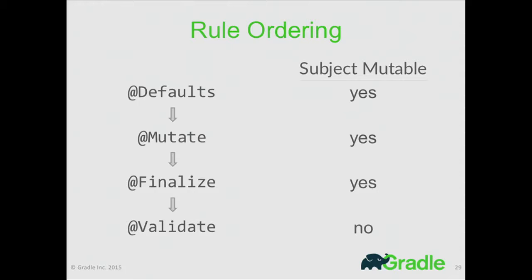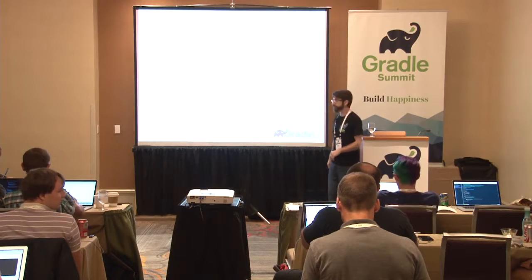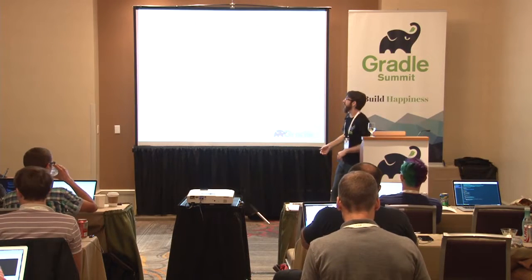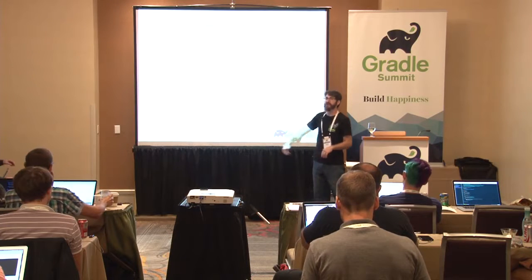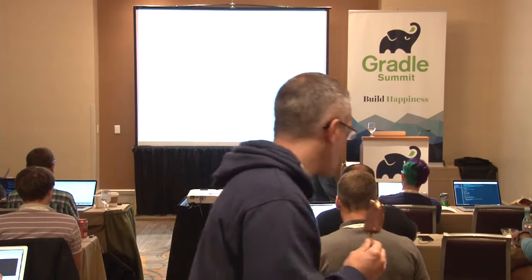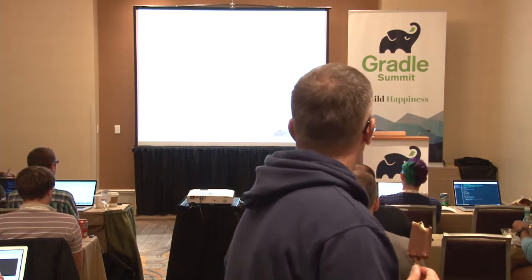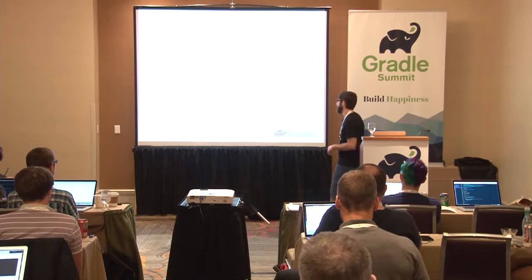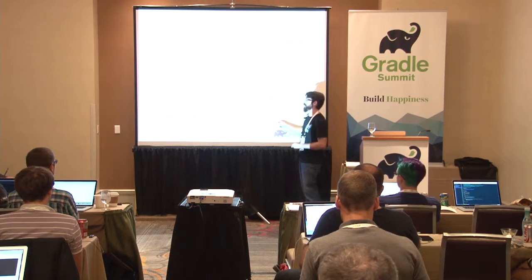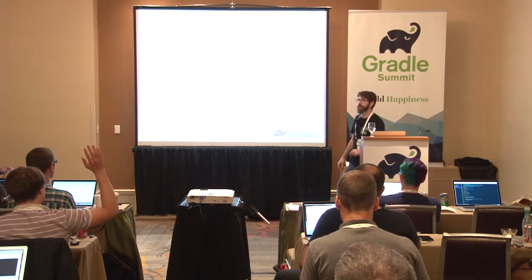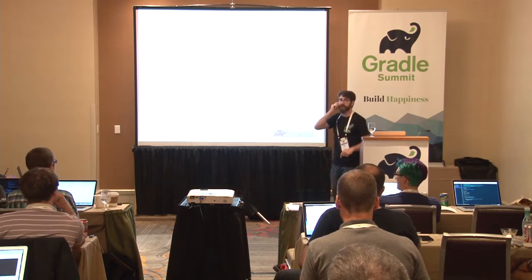The intention of validate is that all the rules that could possibly touch something, including finalize rules, have been evaluated. So I can do validation saying, oh, hey, this isn't a valid input. The validate rules are called just before a model element is going to be used as an input to something else. In this case, the subject is not mutable, so I shouldn't be changing the subject in a validation rule.